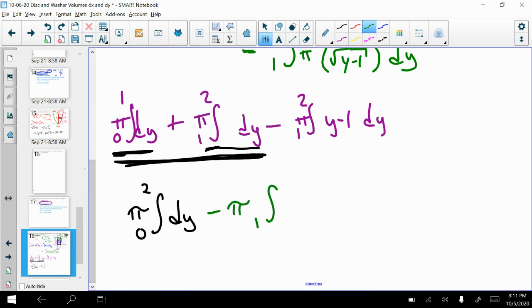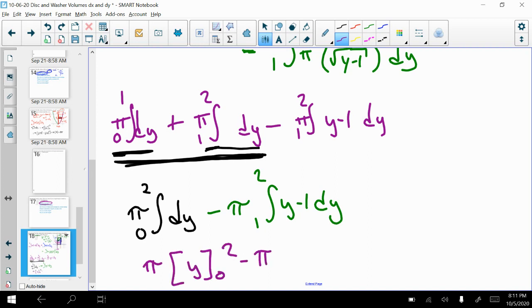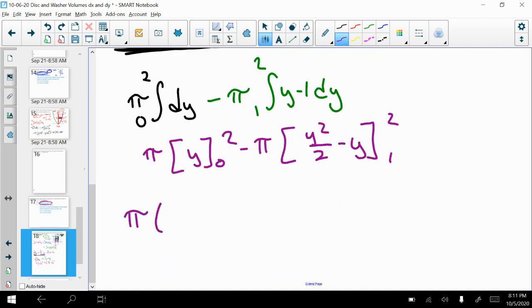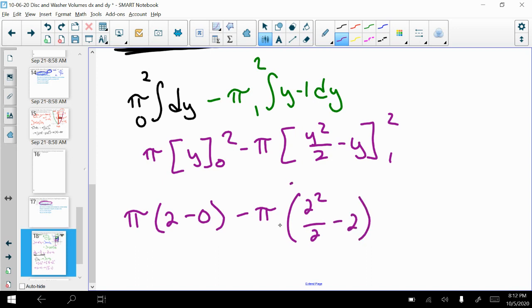Minus pi integral from 1 to 2 of y minus 1 dy. Let's go ahead and do this integral. So this is just pi y evaluated from 0 to 2, minus pi times (y squared over 2 minus y) evaluated from 1 to 2. Plugging in, pi times (2 minus 0), that was easy, minus pi times (2 squared over 2 minus 2), I'll use another set of parentheses, minus (1 squared over 2 minus 1).